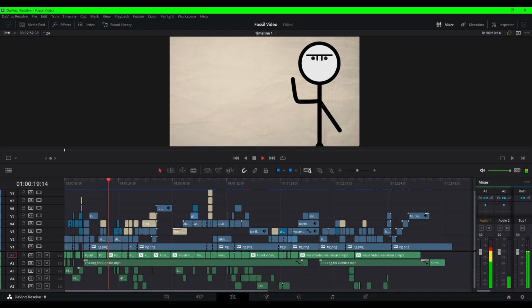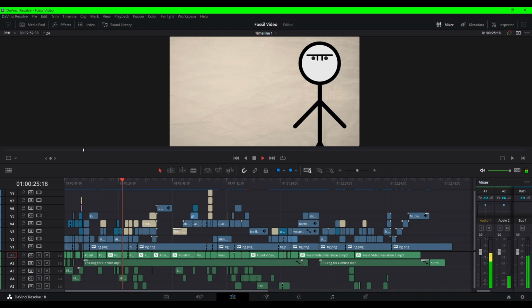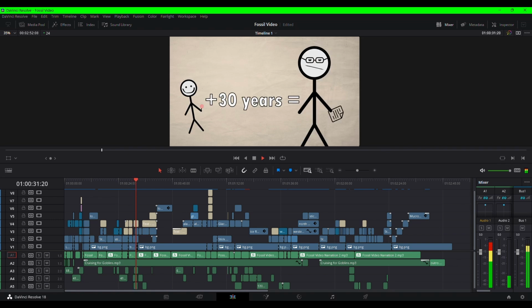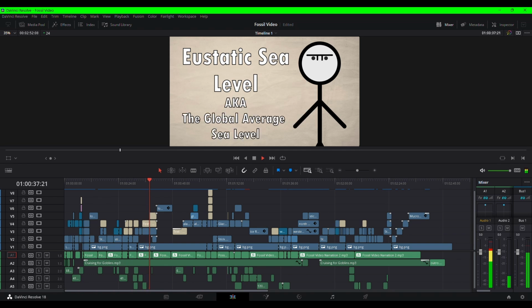The first thing you need to understand is that the Earth is old, like really old. But even after 4.5 billion years, the Earth has never been stagnant. Just like you, it changes all the time. A big part of that change is Earth's eustatic sea level. Eustatic here is just science speak for the global average.